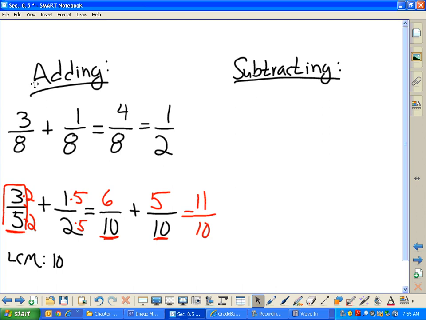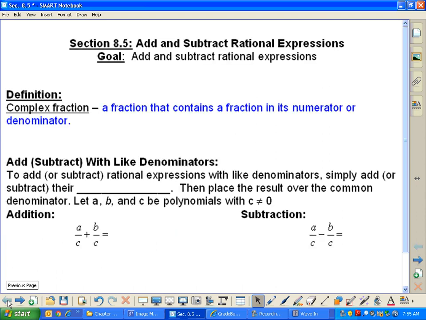So again, step 1, I found an LCM. Step 2, I rewrote my fractions so that they had the common denominator in them. And then step 3, I added. Just combined my numerators and brought across my denominators. We'll do subtracting in a second. I'll hold off on that for just a moment. Does anybody have any questions on how I did it with numbers, first of all? I followed the exact same algorithm, the same step-by-step process, when I go to add rational expressions as well.